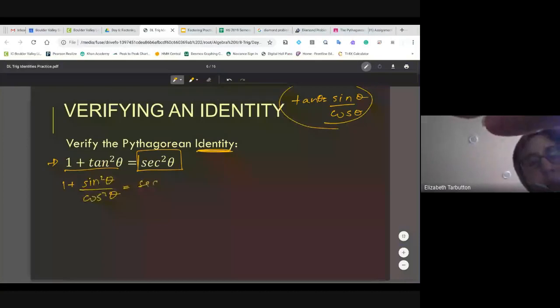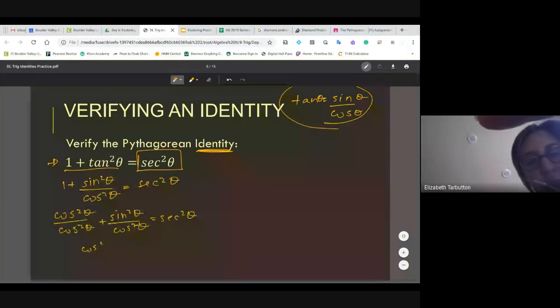Okay. And then I have a fraction that I want to add to 1. And in order to add them, I need to have a common denominator. So I'm going to turn 1 into cosine squared theta over cosine squared theta because that's equivalent to 1 and has a common denominator to the sine squared theta over cosine squared theta. So that gives me cosine squared theta plus sine squared theta over cosine squared theta.